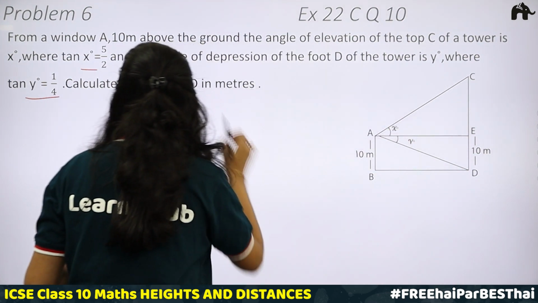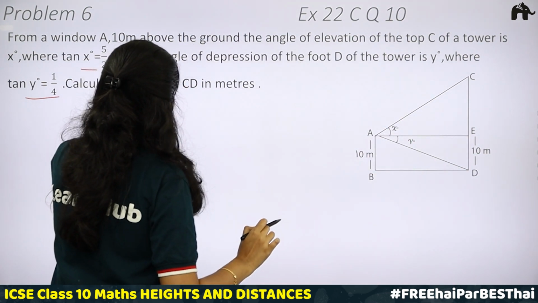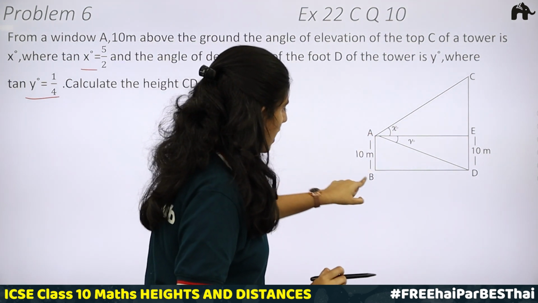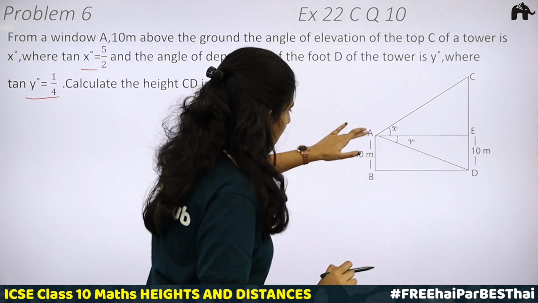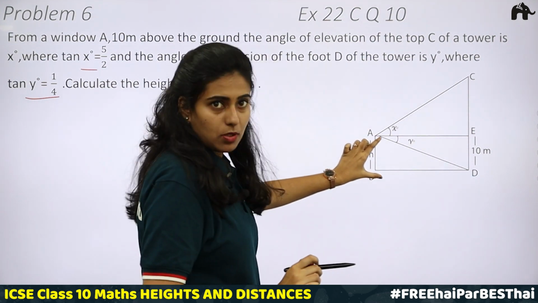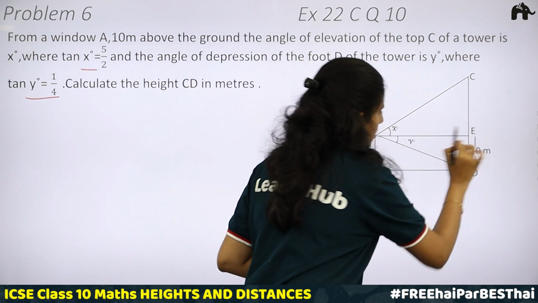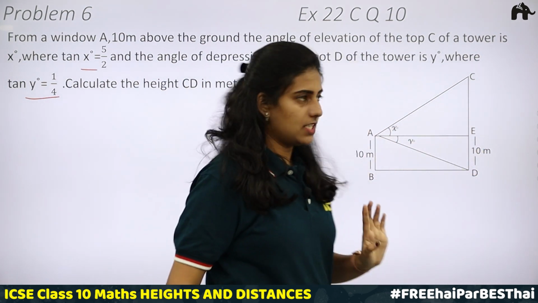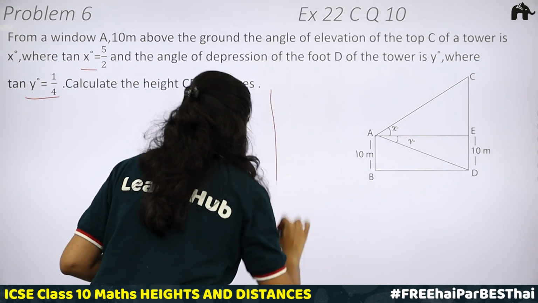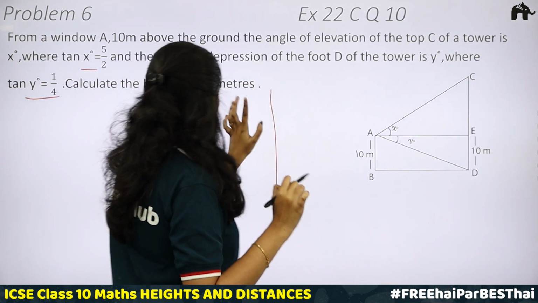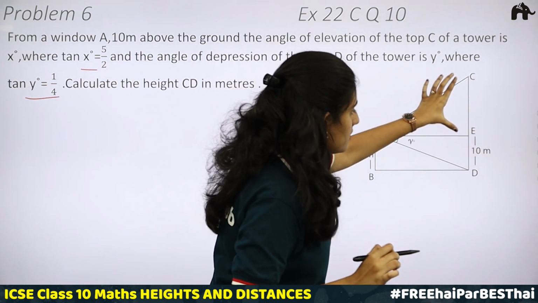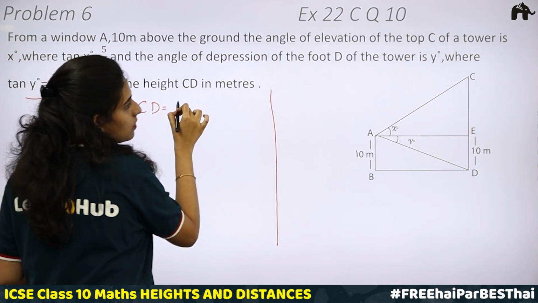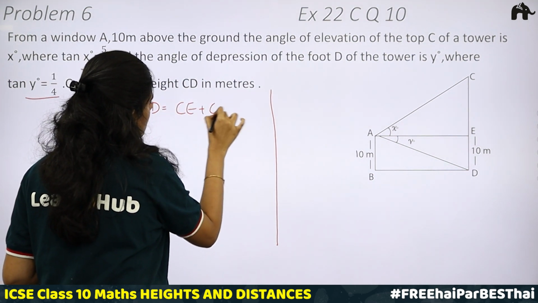Here, the window is 10 meter above the ground. Here, this is the distance, 10 meter. Ground we have BD, and A is the window which is 10 meter above the ground. This is the required horizontal line. Therefore, AB will be equal to ED, and that is 10 meters. We have to calculate CD. CD is the sum of CE and ED. Yes, CD is equal to CE plus ED.